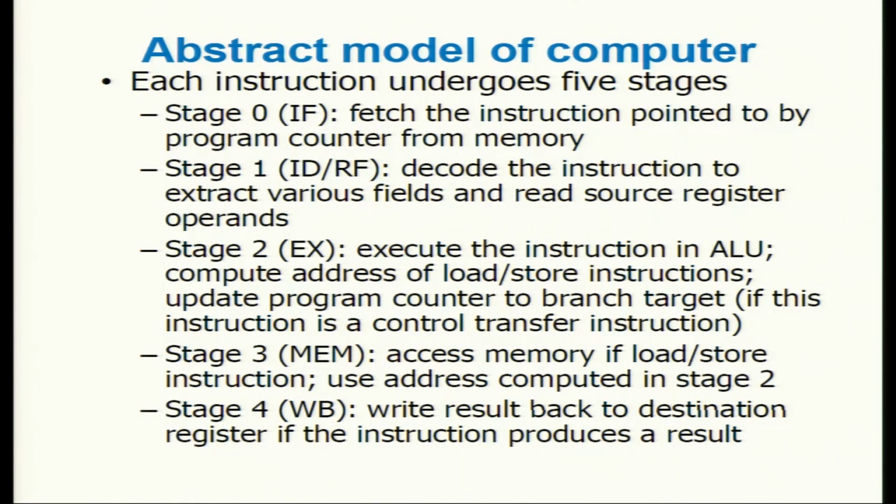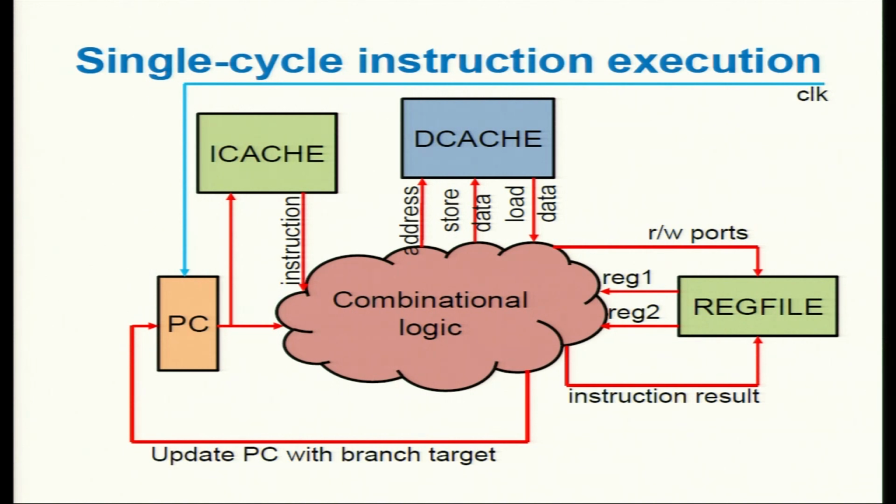So what we can do is put all these 5 stages in a single logic, which is this cloud here. It will talk to essentially a bunch of things: the program counter here, our instruction cache, which will store the instructions in a fast memory, our data cache, which will store the data in a fast memory, and our register file, which will store the register values.